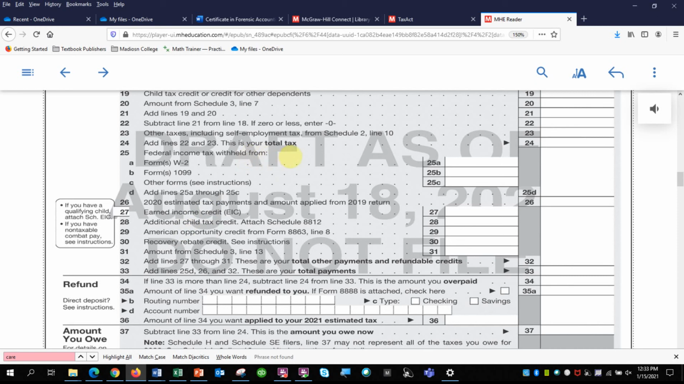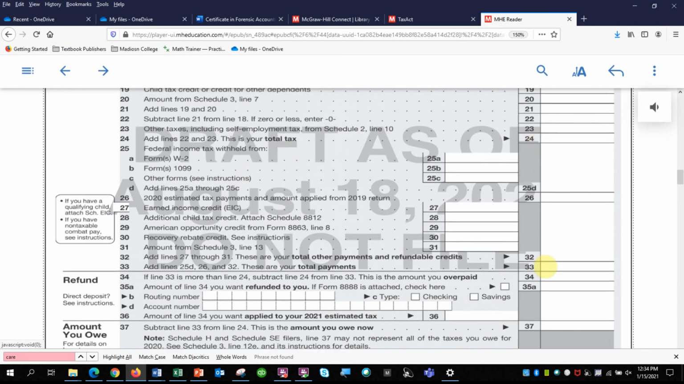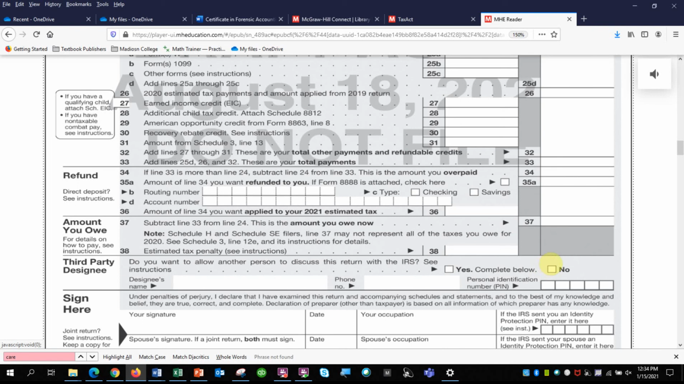So we'll take our total tax, make any adjustments here that would apply to us, and then we'll finally get the total other payments and credits that would apply, and we'll have our total payments. Compare that to the total tax due, and if the payments exceed the tax due, then we'll get a refund. If the payments are less than the total tax, then we'll have to pay in when we file our tax return.